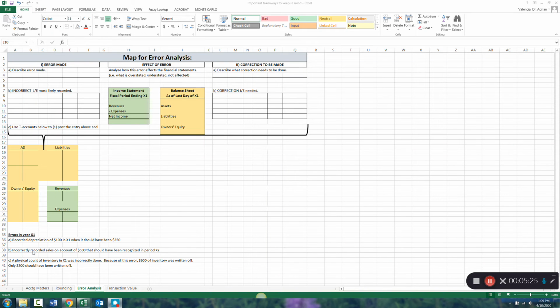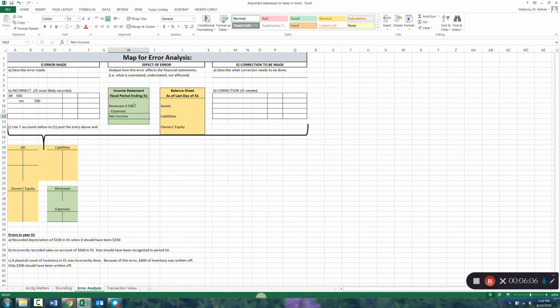We later find out that we incorrectly recorded sales on account for $500 in X1, in year X1. So let me add that little detail here. In X1, that should have been recognized in period X2. Okay, so this was an error of premature revenue recognition. So what was the error that we made in X1? We did accounts receivable, 500, and then we did revenue, 500. That was the mistake we made. So naturally, revenues are going to be overstated by $500.